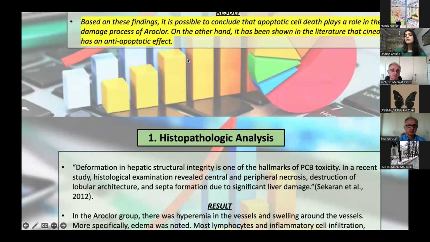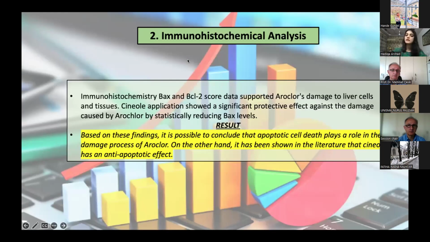The next is the immunohistochemical analysis. There is no particular literature review regarding this research, but if we have done it, and we got the positive effect, it means that the apoptotic cell death caused by the Aroclor can be decreased by the use of cineole.